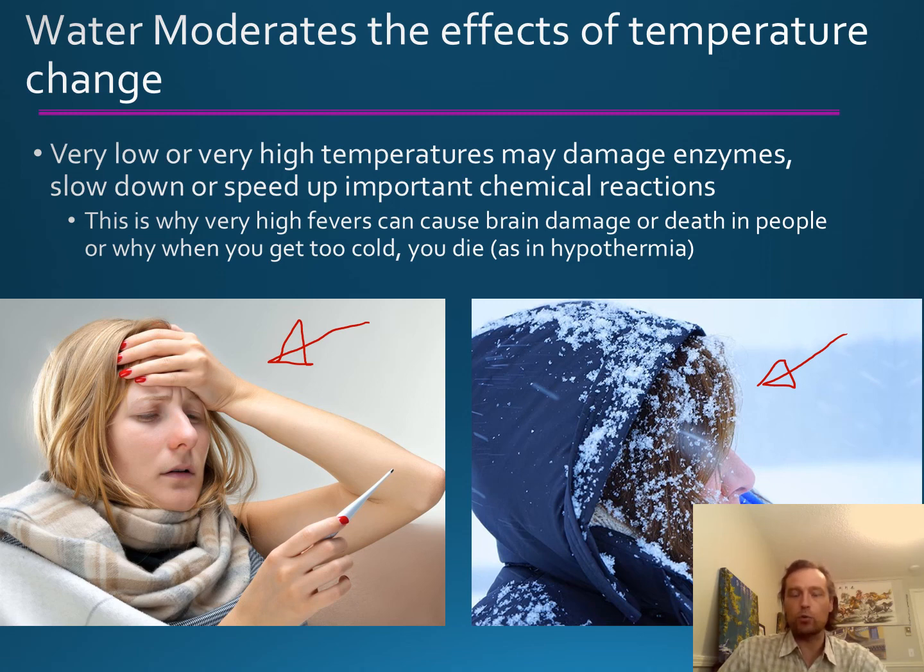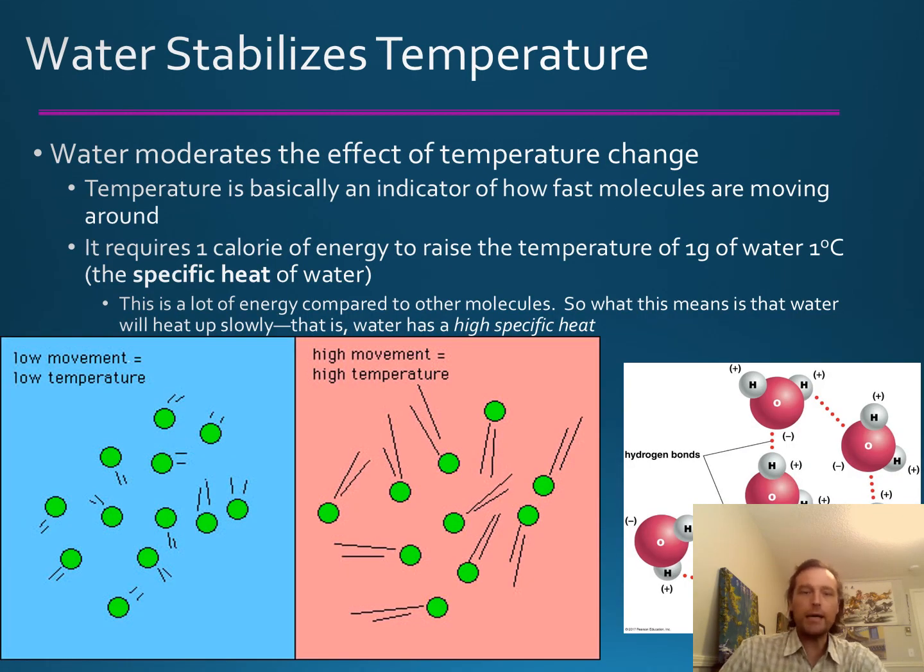Water prevents rapid changes of heat from occurring. So why is that? Water, bullet 1, moderates the effects of temperature change. For example, if you go out on a really hot day, it's 110 out, you walk out the door, you stand there for an hour, your inner body temperature is not going to become 110 degrees. In fact, even if you feel kind of hot, your core body temperature will basically not change. Bullet 2, temperature is basically an indicator of how fast molecules are moving around.